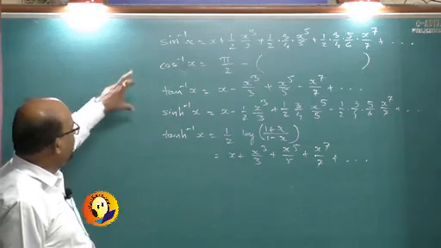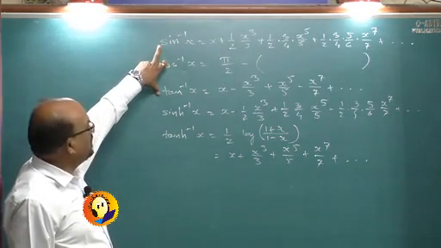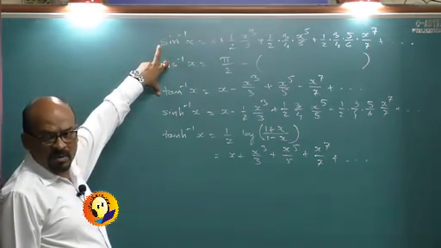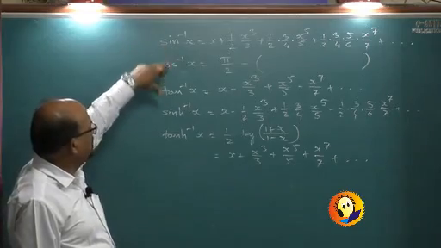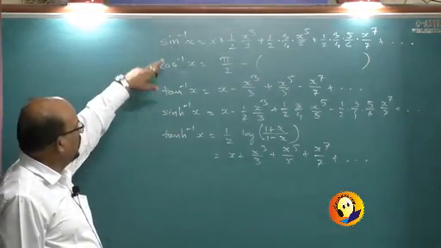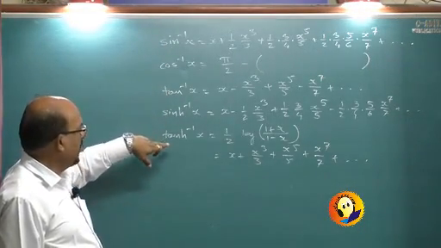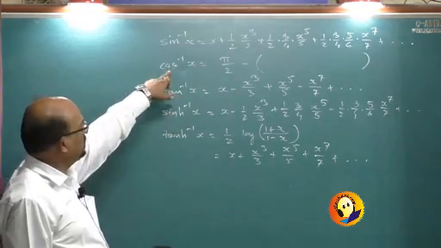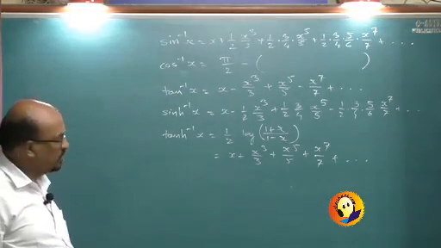Actually, even if you remember two of them, the rest two you can always remember, because if you remember sin inverse and tan inverse, then cos inverse is pi by 2 minus.